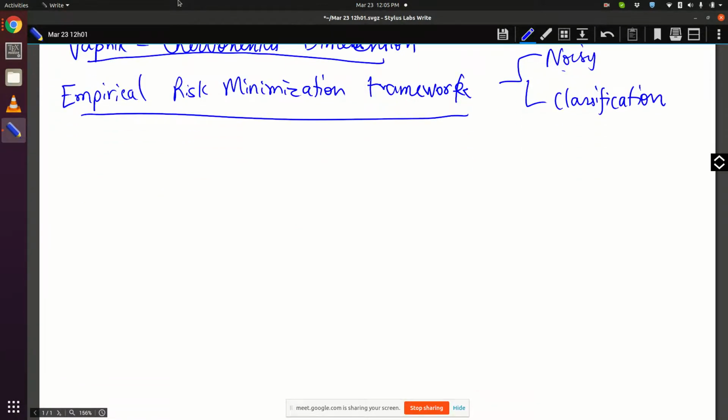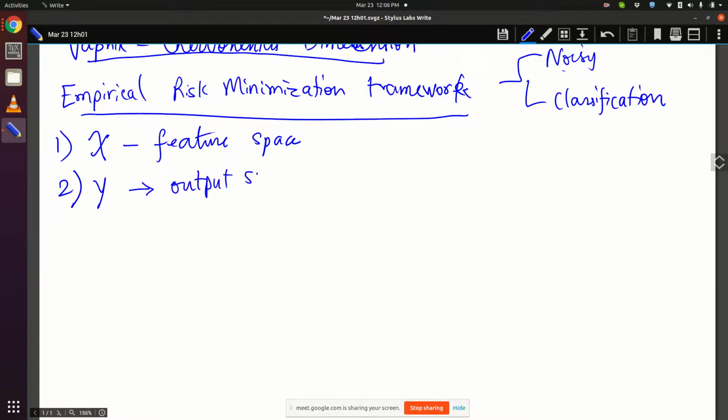Let us try to formally fit all the notations that are required for this. First, we have what is called the feature space. Second, we have the output space. This can be 0, 1, or if you want, -1, 1. Basically it's a classification problem. Right now we are only interested in the classification problem.